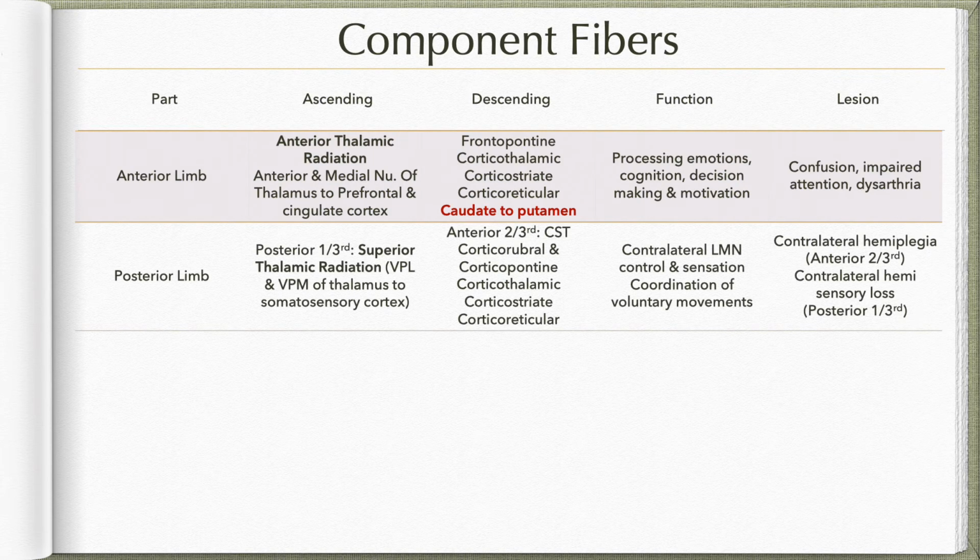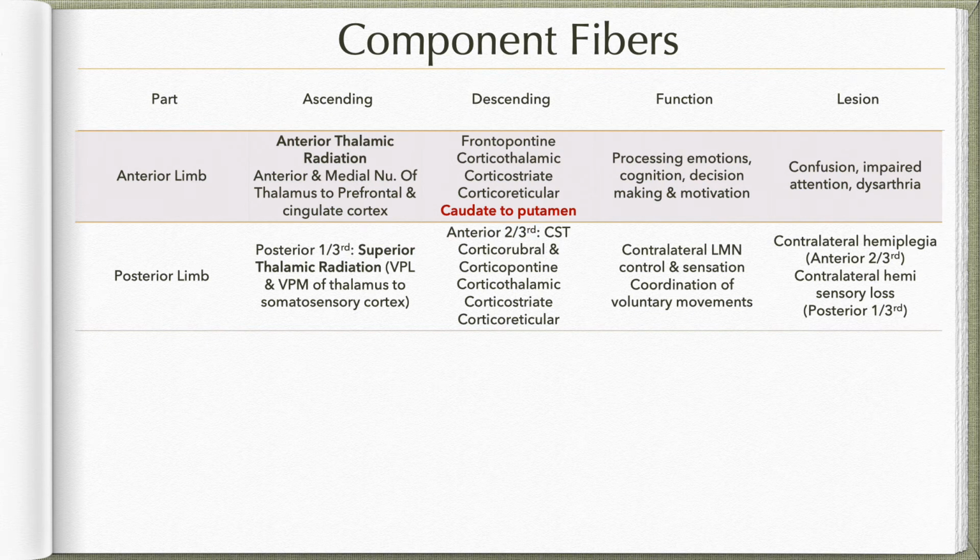Coming to the posterior limb, the ascending fibers are seen in the posterior 1/3. They include superior thalamic radiation fibers. They are starting from ventral posterolateral and ventral posteromedial nucleus of thalamus to reach the somatosensory cortex. So basically it is carrying the general sensations from the contralateral half of the body. Descending fibers are seen in the anterior 2/3 of the posterior limb. They include essentially all corticospinal tract fibers. In addition, we also find other descending fibers like corticorubral, corticopontine, corticothalamic, corticostriate and corticoreticular fibers.